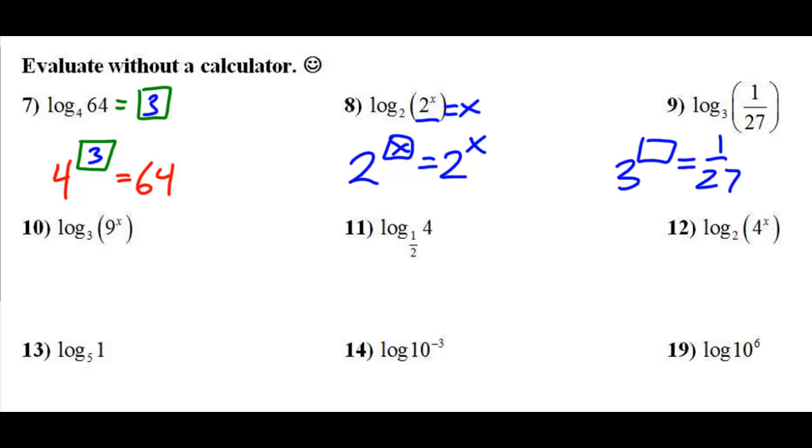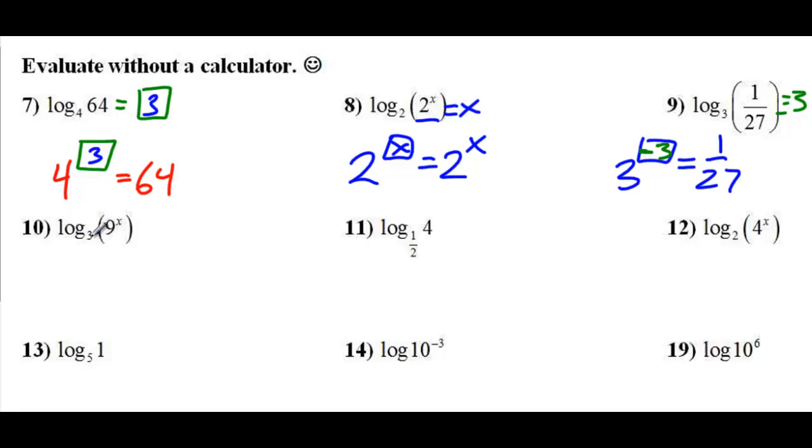So the first thing I'm going to look for is, okay, how do we get it in the denominator? Well, it must be a negative exponent. And then how do we go from 3 to 27? We cube it. So 3 to the negative 3 power is 1 over 27. So this is equivalent to negative 3. So that's a great example over there.